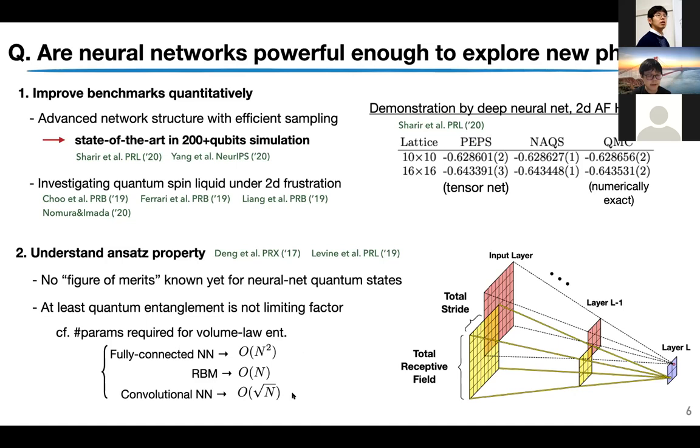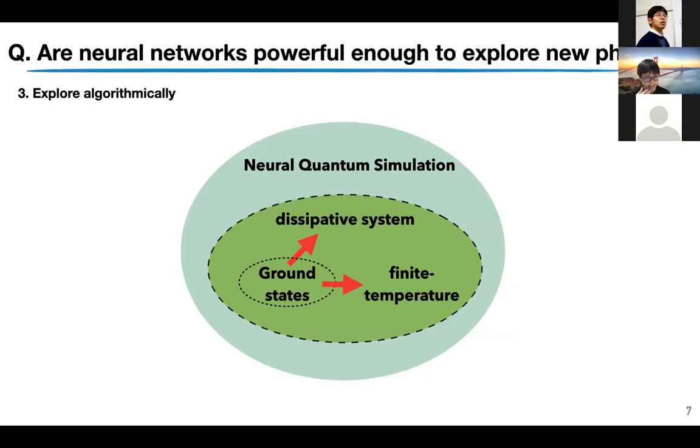Okay, these two are also indeed very important, but what we are pursuing now is to extend the applicability of these neural network simulations to different kinds of physical situations. And what we want to talk about today is the extension of these simulations to dissipative systems and also finite temperature simulations.